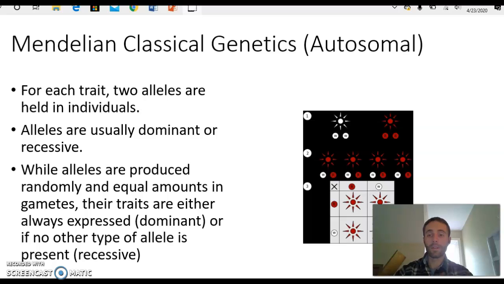in determination of gender. So, for example, in mammals and a lot of other animals, the heterozygous parent is the male. The male has an X and a Y chromosome.